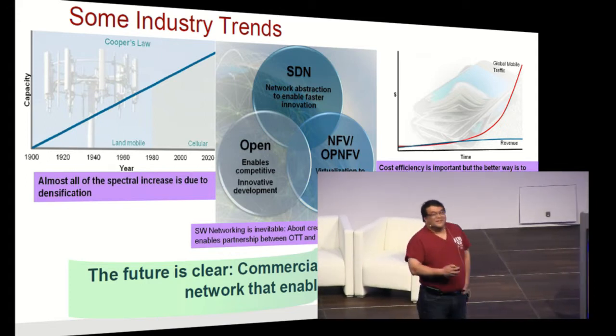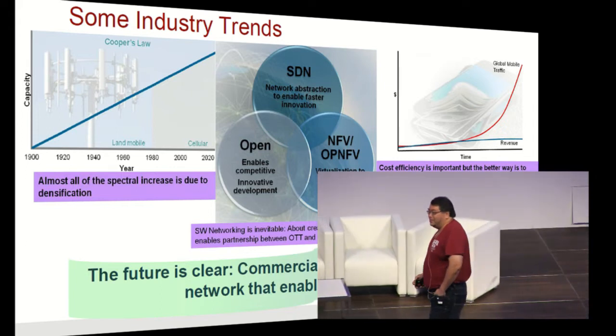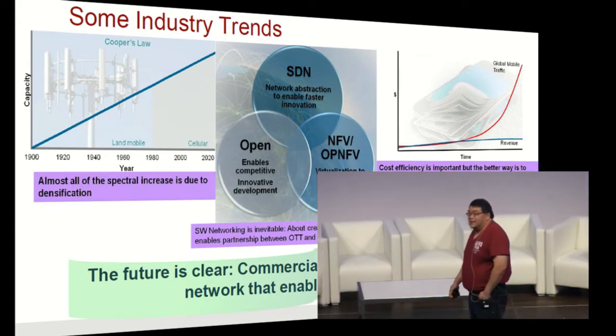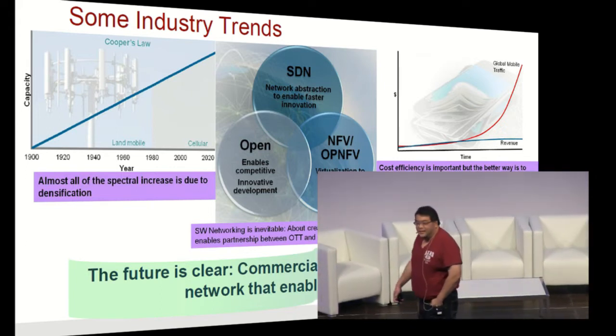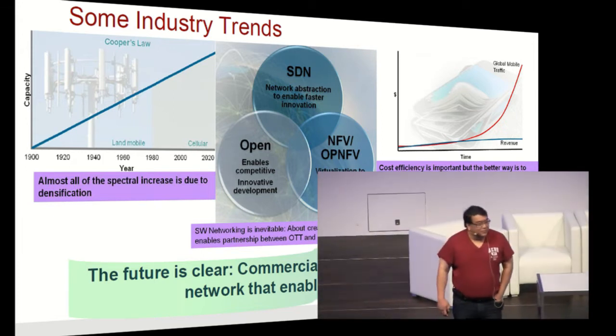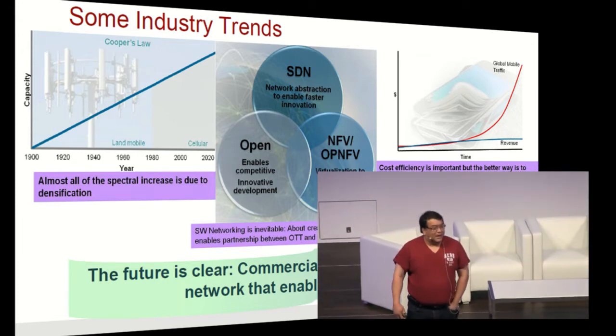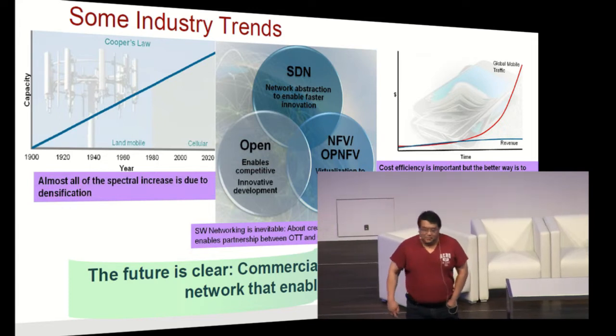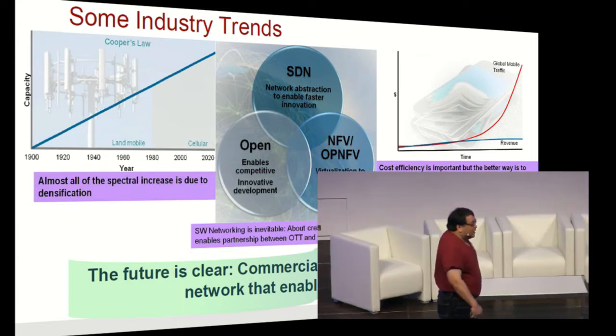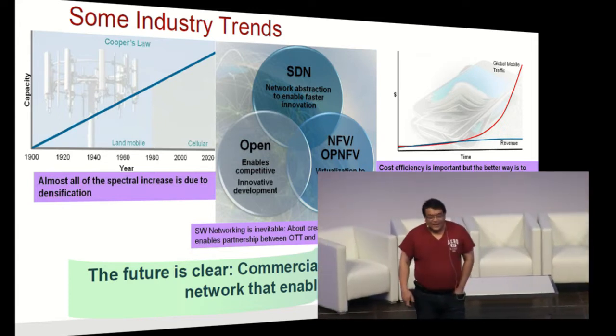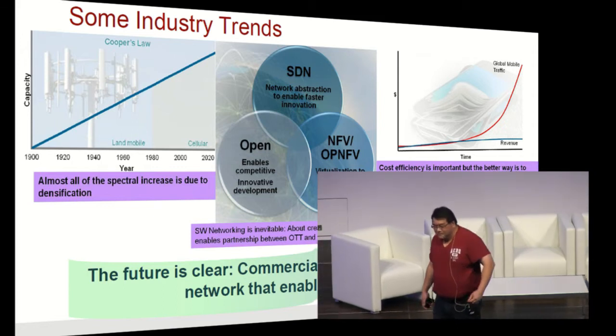But what's also interesting is that the mobile revenue is almost flat. I started showing this curve in 2010 and got into a very depressed, funky mood. Because what that means is that I have to start building infrastructure that is exponentially cheaper in cost per bit. That's not a good thing.